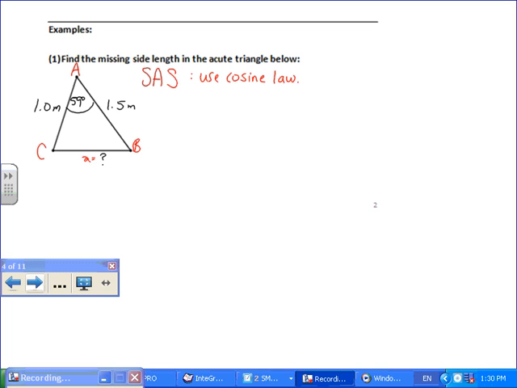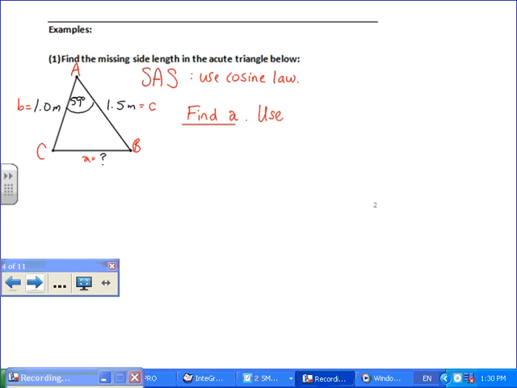And across from angle C is 1.5. So there's my side length C. And opposite angle B is 1. So there's my side length B, opposite from the angle. Okay. So what am I looking for here? I want to find side length A.